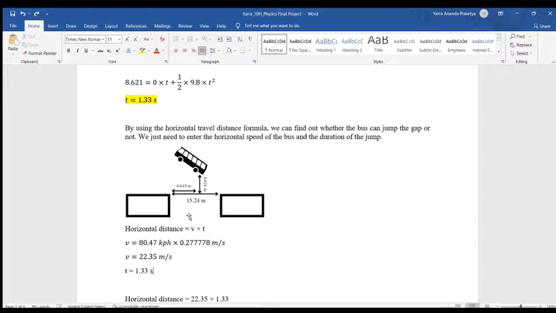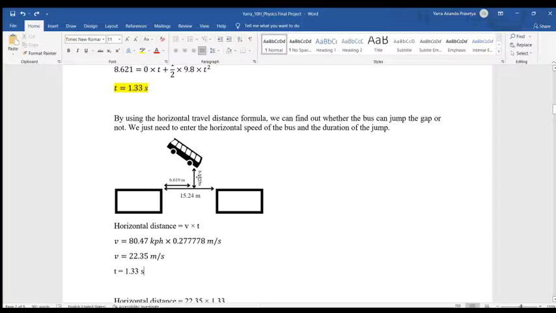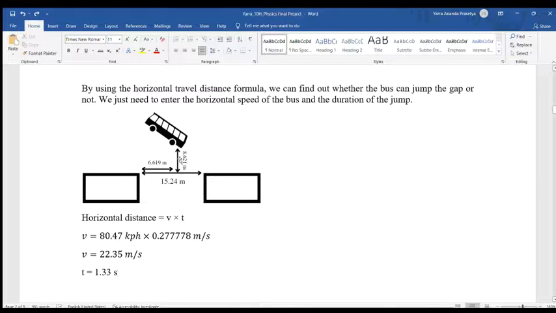by using the horizontal travel distance formula, we can find out whether the bus can jump the gap or not. We just need to enter the horizontal speed of the bus in the direction of the jump. We already found the height from which the bus fell, 8.61 meters, by using SOHCAHTOA, and we already know that the bus traveled about half the jump distance, another 8.61 meters, so the bus only has to cover about 6.619 meters left.